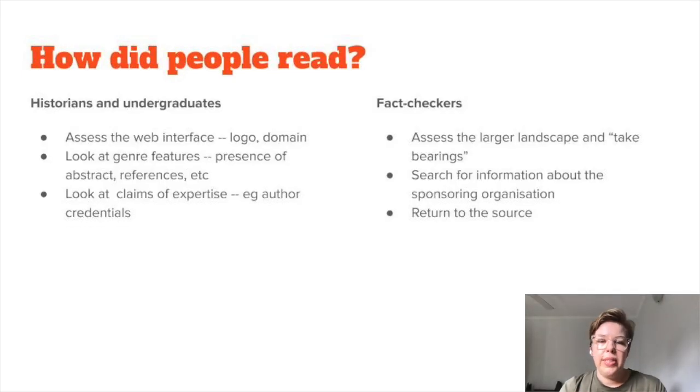So what they found was that there was a real difference. What these researchers found was that there was a real difference between the way that historians, both experts and undergraduates, read these texts and the way that fact checkers read these texts. They found that historians and undergraduate historians first tried to assess the web interface. They were looking for whether the site had a logo, an association logo, whether it was a .com or a .edu domain.